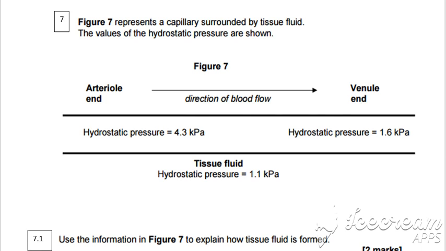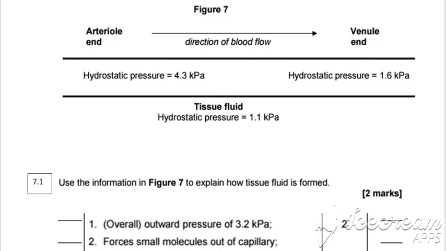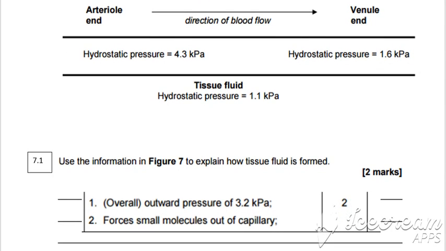Question 7. Figure 7 represents a capillary surrounded by tissue fluid. The values of the hydrostatic pressure are shown. So 7.1, use the information to explain how the tissue fluid is formed.